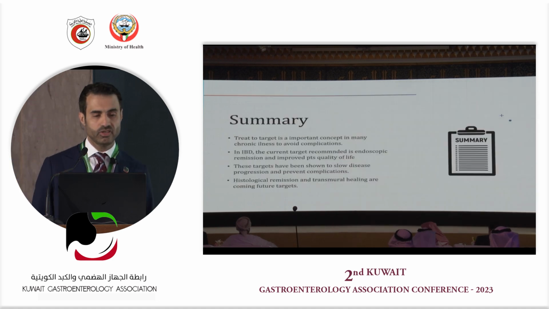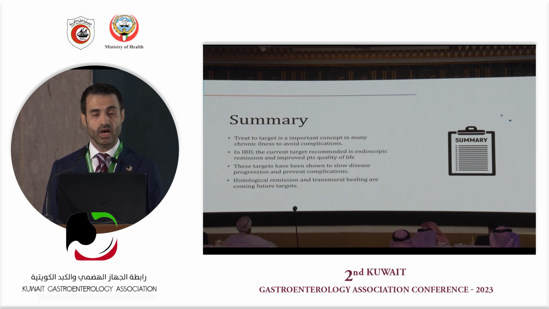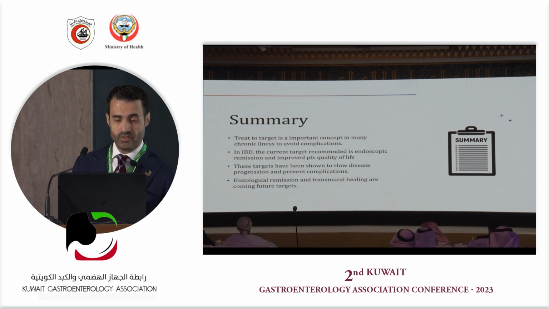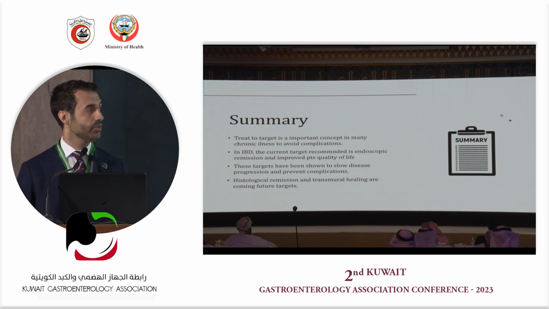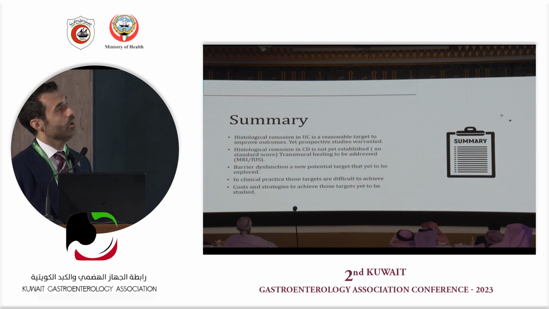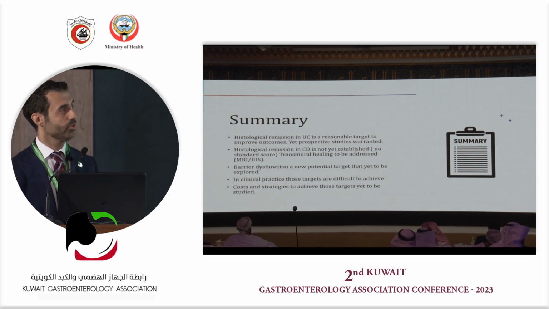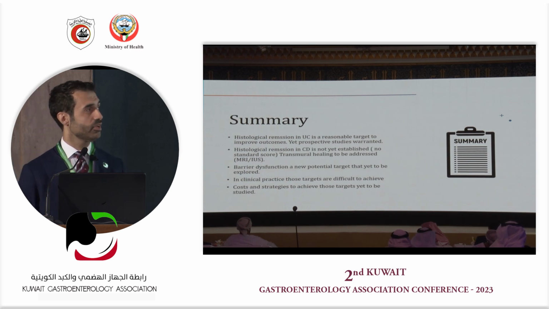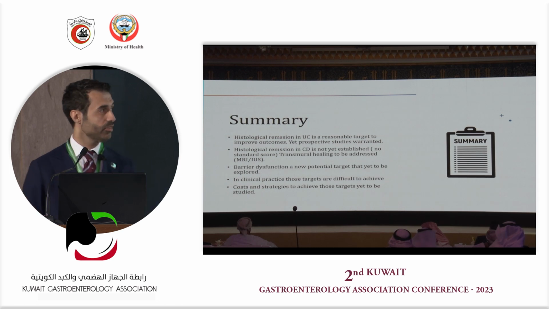So what's the take-home message here? Treat-to-target is an important cornerstone in many chronic illnesses to avoid complications. In IBD, currently the treatment target is endoscopic remission and improving patient quality of life. These targets have been shown to reduce the slow progression of the disease and prevent complications. Histological remission and transmural healing are coming future targets. Histological remission may be a reasonable target to improve outcome, yet we need more prospective data. Histological remission in Crohn's disease is not yet well established. We don't have a standard score, and transmural healing is something that maybe needs to be addressed, and maybe Dr. Heba will talk about that later.